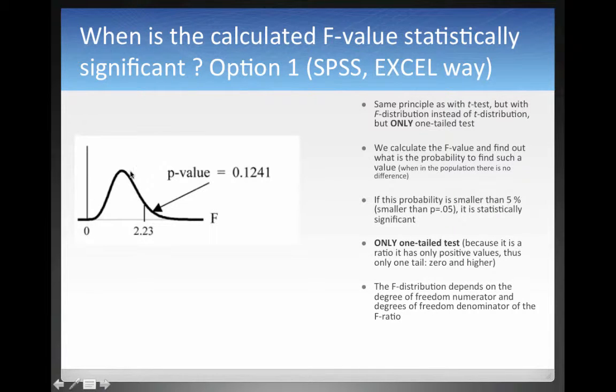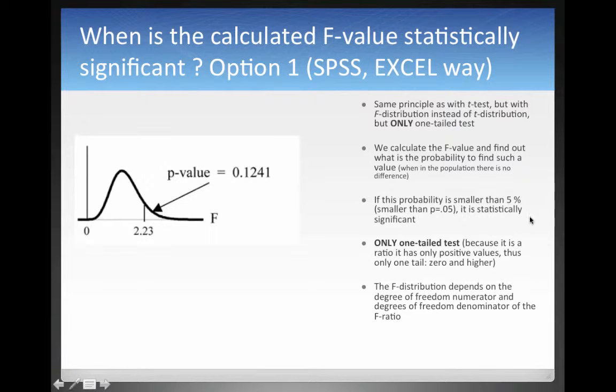First you've got to pick the right f distribution, right? It's dependent on the 2 degrees of freedom, which are dependent on how many groups you have and how many people you have. In this instance, the f value that was calculated was 2.23, and the probability to obtain such an f value or higher was 0.1241. So this is higher than 0.05, which we determined as the significance level. Therefore here we retain the null hypothesis.